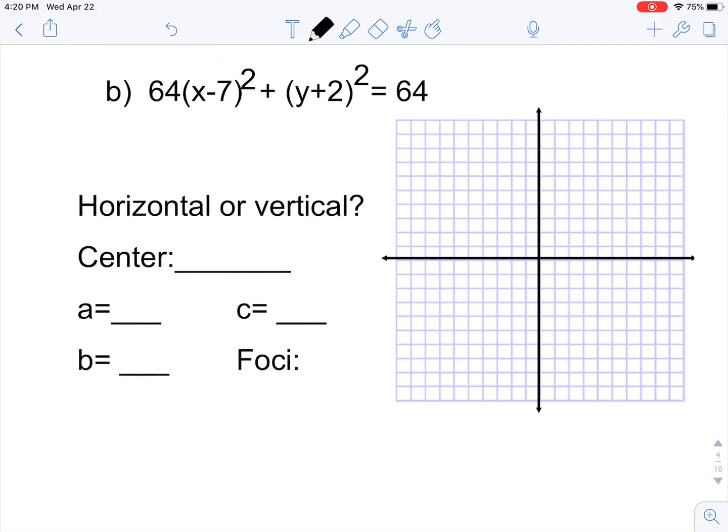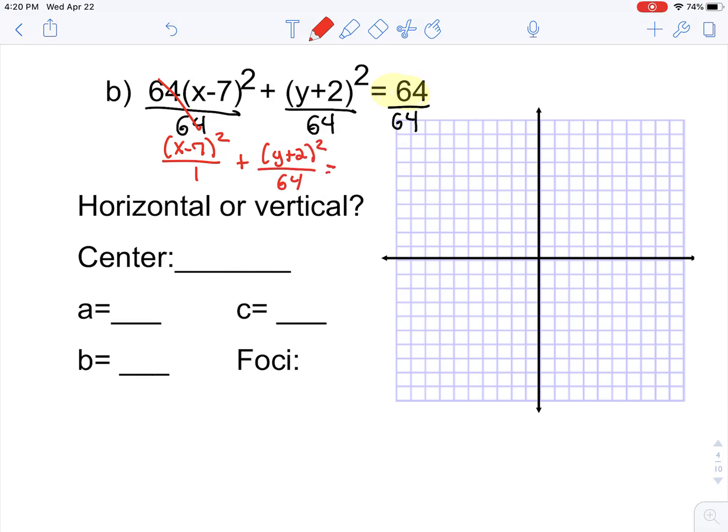Okay, when we start looking at the second example, you'll notice a few changes. Number 1, it no longer says equals 1, which I said was a key feature of the ellipse. So our first step here is going to have to be dividing by 64, and that means that we will divide everything by 64. When we do our reducing, this will become (x minus 7) squared over 1 plus (y plus 2) squared over 64 equals 1. Now, because the larger number, the 64, is below the y, we know that this ellipse is going to be opening vertically, up and down. It's going to be a vertical ellipse.